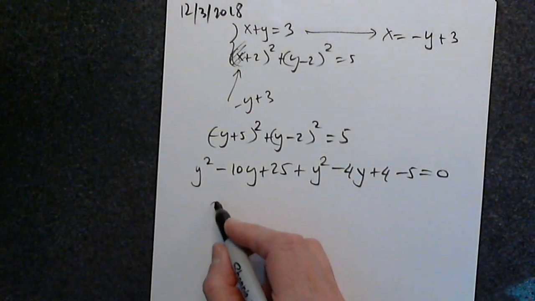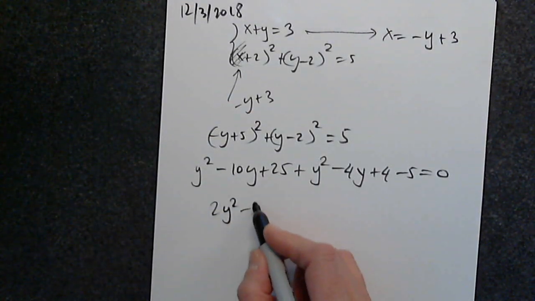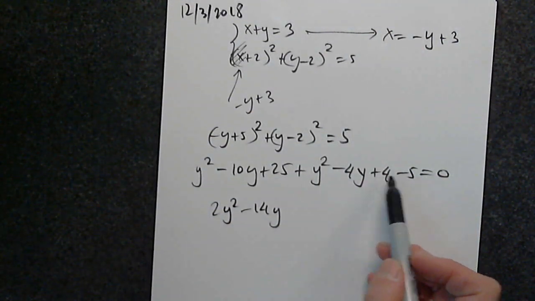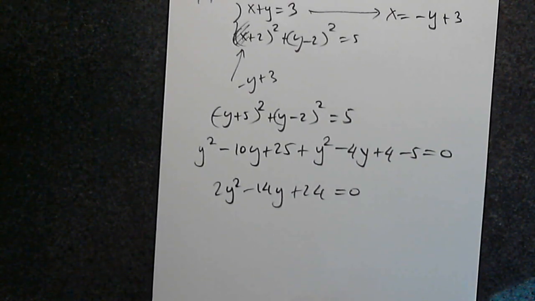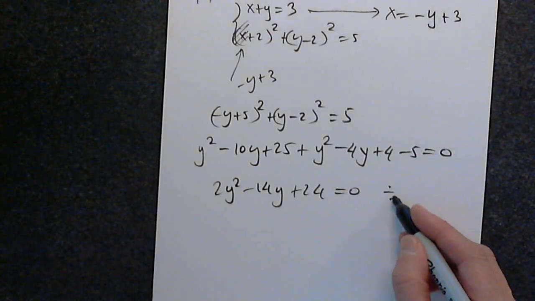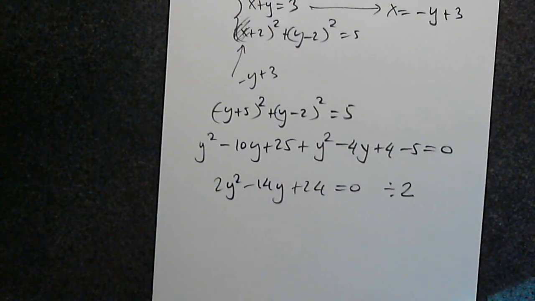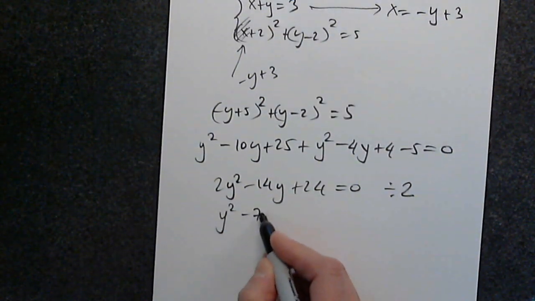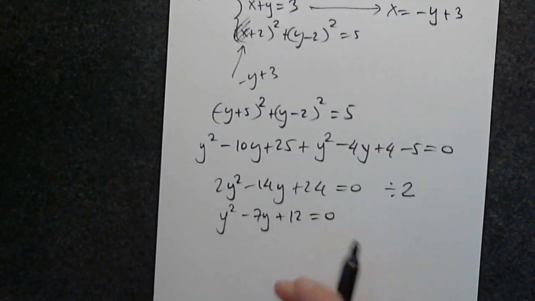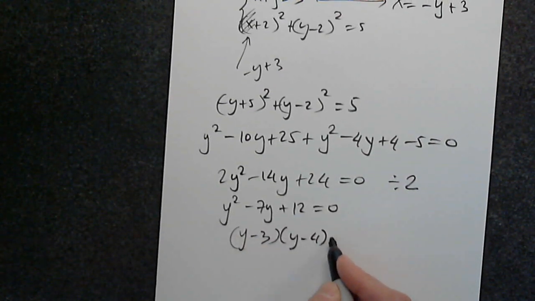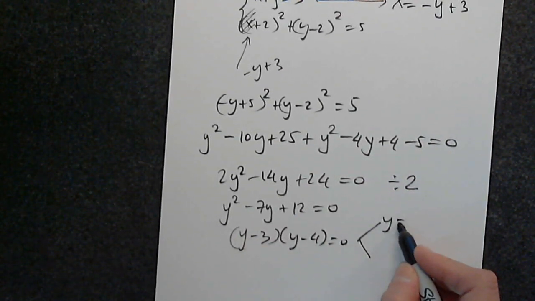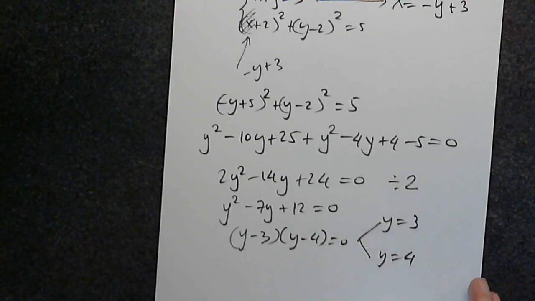Okay, now combine like terms. 2y squared minus 14y, and this is minus 1, so plus 24 equals 0. The idea is to always simplify as much as possible, so I will divide both sides by 2. Y squared minus 7y plus 12 equals 0. And then I will factor into (y minus 3) and (y minus 4). And we get two options, y equals 3 and y equals 4.